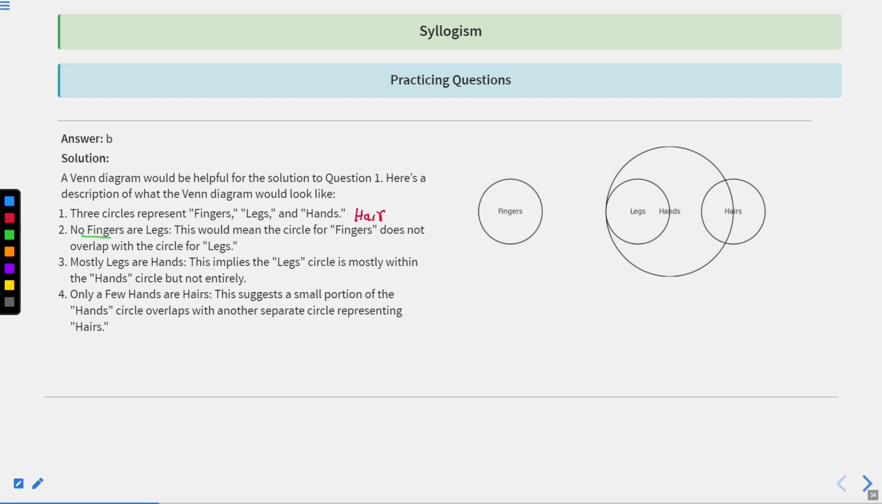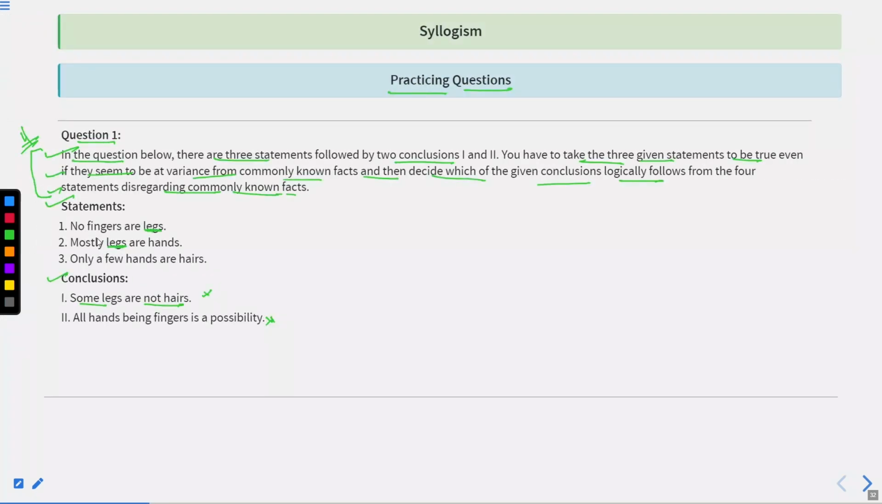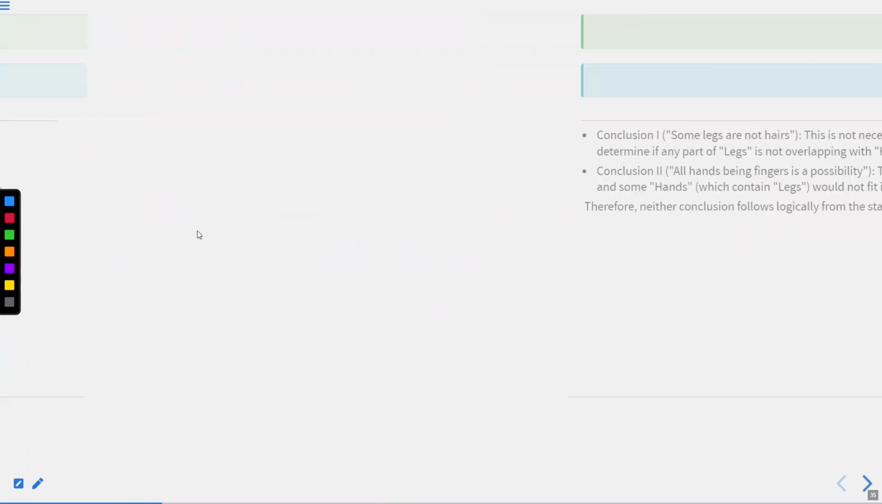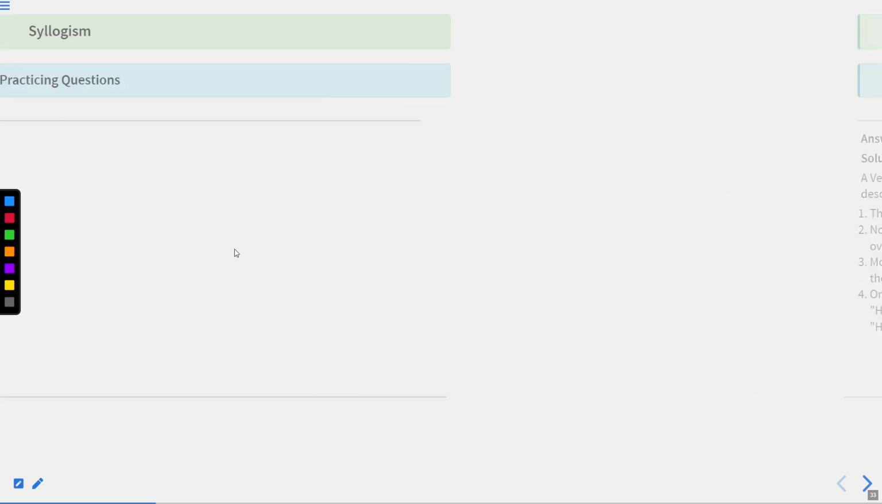No fingers are legs. This was the first statement. So there is a circle representing fingers, and then there is a circle for legs. There is no direct relation between fingers and legs. This would mean that the circle of fingers does not overlap with the circle of legs. Very true.